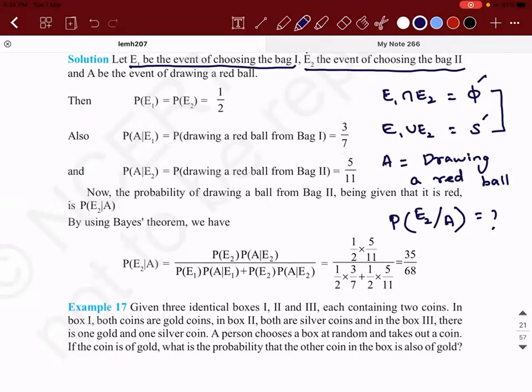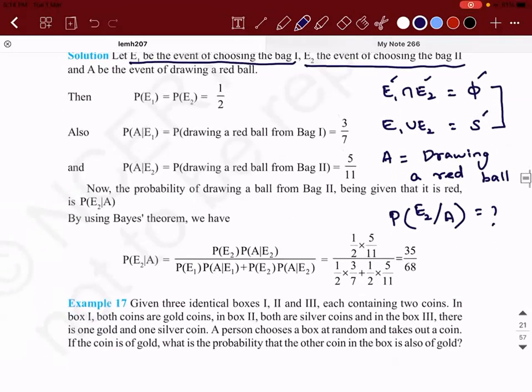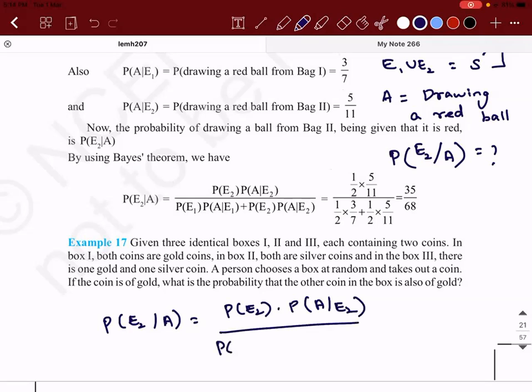Even before you start solving, you first need to define the events. The events you define are supposed to be exclusive and exhaustive. Here there are two events, so I wrote E1 and E2. Now what is the probability of E2 given A according to the formula of Bayes theorem? It is probability of E2 into probability of A given E2, divided by probability of E1 into probability of A given E1 plus probability of E2 into probability of A given E2.